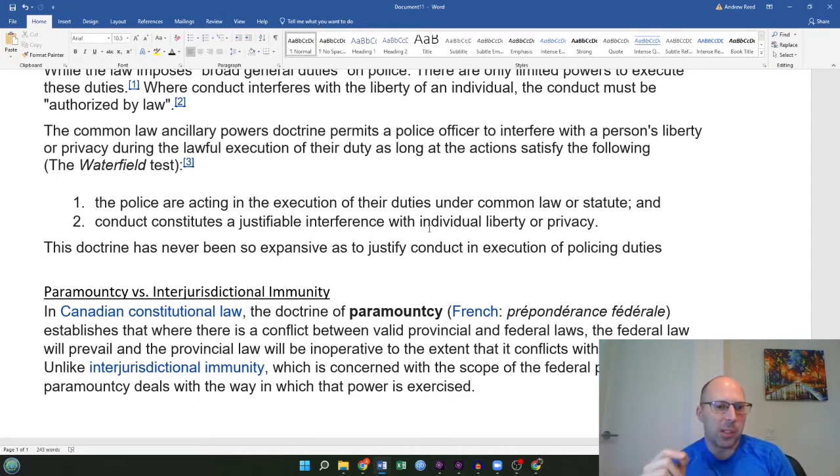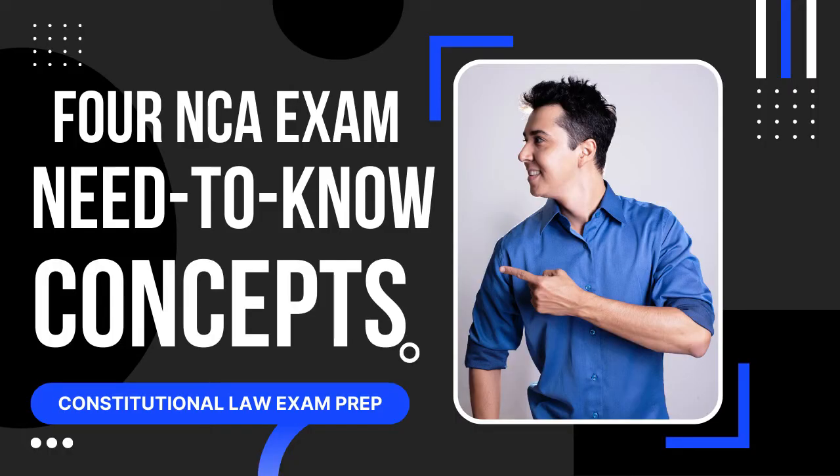Finally, we have paramountcy versus interjurisdictional immunity. These two things are tied together. So in Canadian constitutional law, paramountcy establishes that where there is a conflict between provincial and federal laws, the federal law will prevail, and the provincial law will be inoperative to the extent that it conflicts with the federal law. Unlike interjurisdictional immunity, which is concerned with the scope of the federal power, paramountcy deals with the way in which that power is exercised.